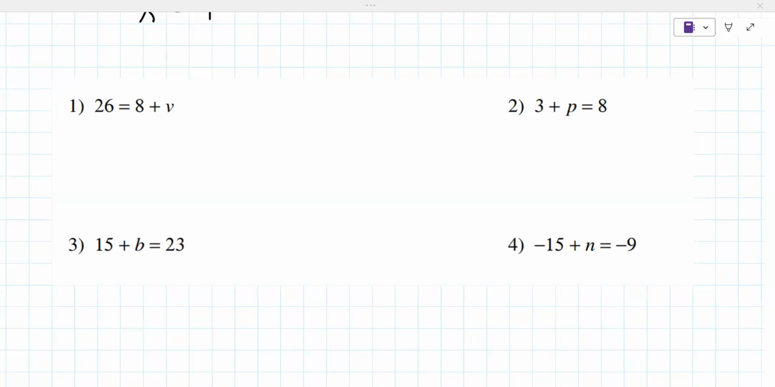Okay, I'm done. Give me your answers. So the first one I got was V equals 18. Okay, keep going. And then the second one I got was P equals 5. Okay, good. Then the third one I got was B equals 8. Okay, last one. And then for the last one I got N equals 6. All right, all correct. Really good. That's fantastic. That's the right way to do these.